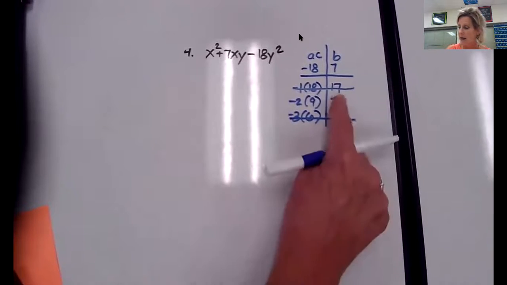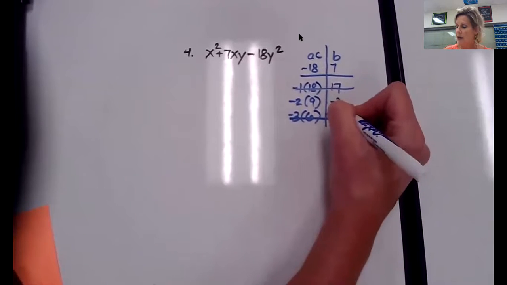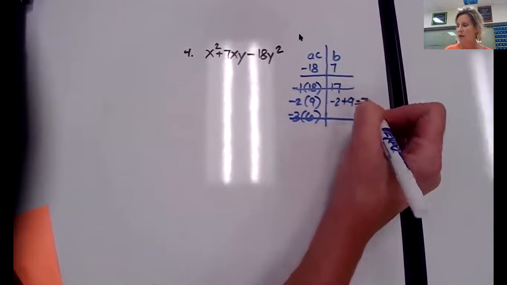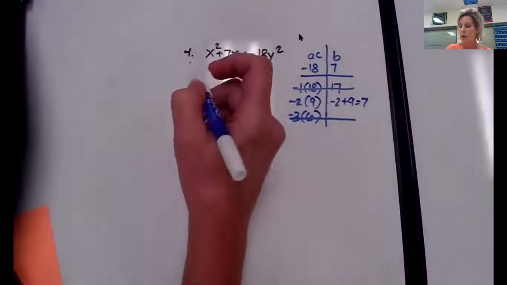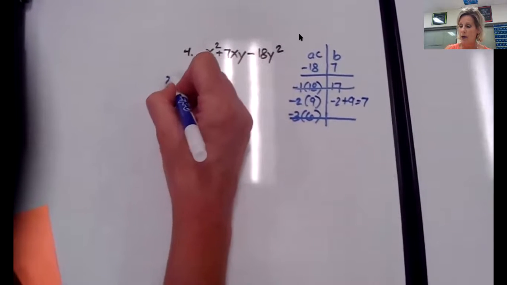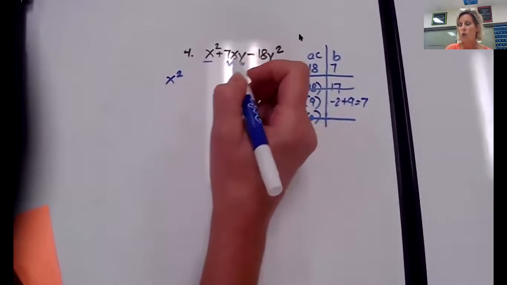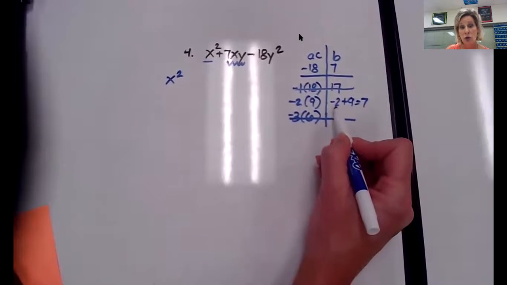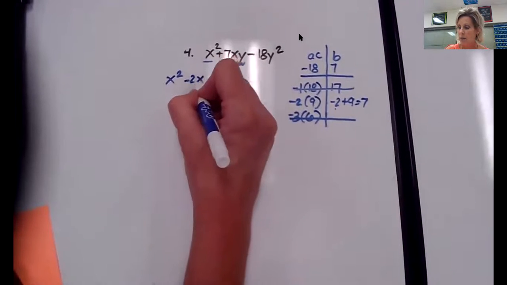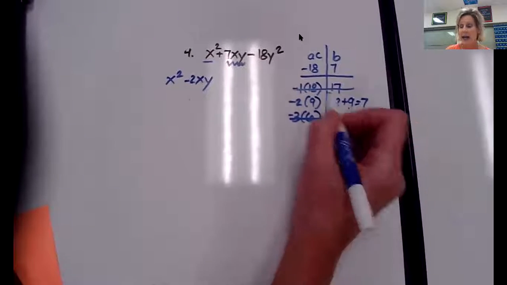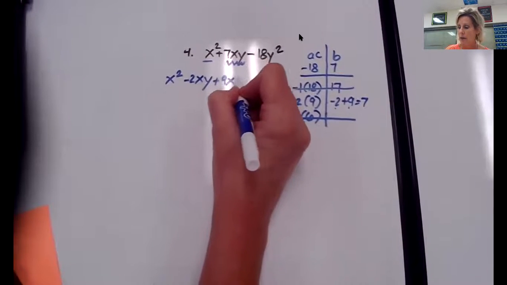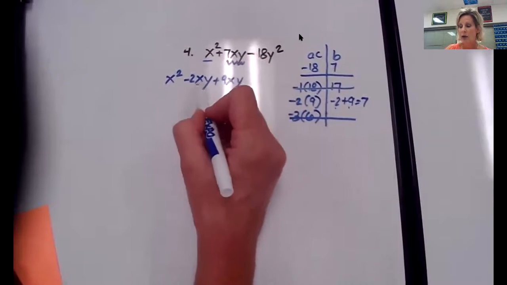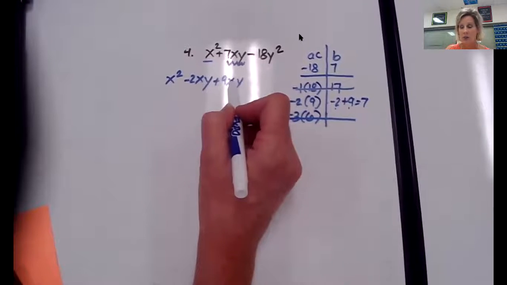I've got the right signs. So specifically, negative 2 plus 9 equals positive 7. So remember, the x squared I recopy. The 7xy I want to break apart. So I want to break it apart into negative 2xy plus 9xy. So if that's an xy, you've got xy's in both of those places too.